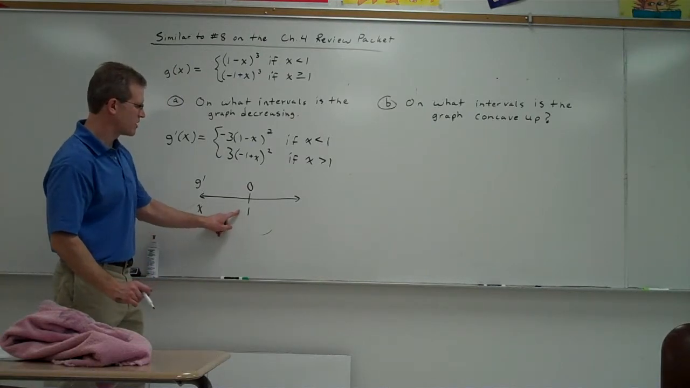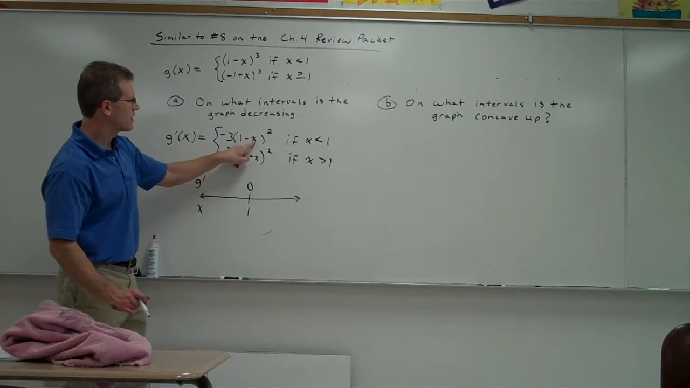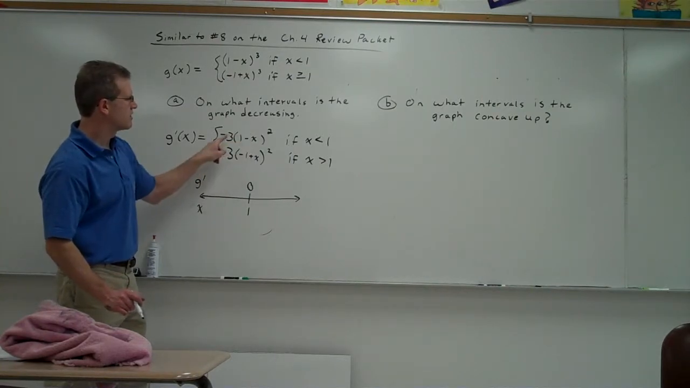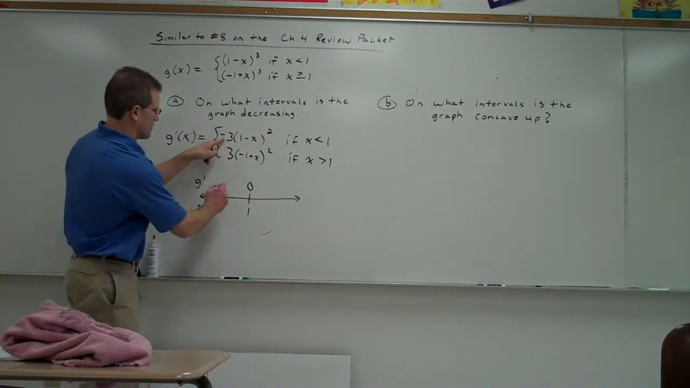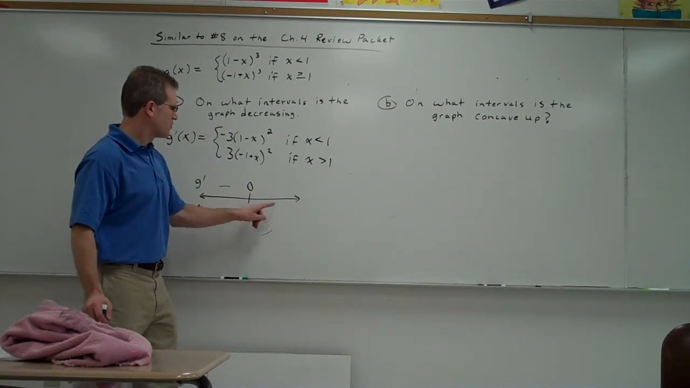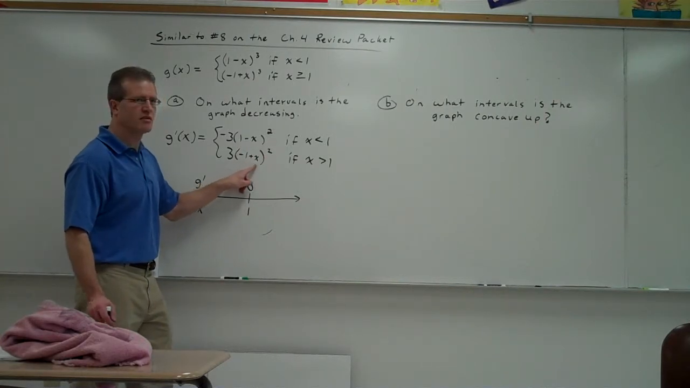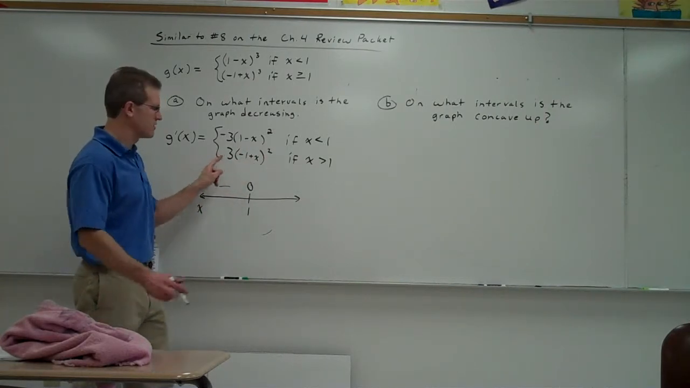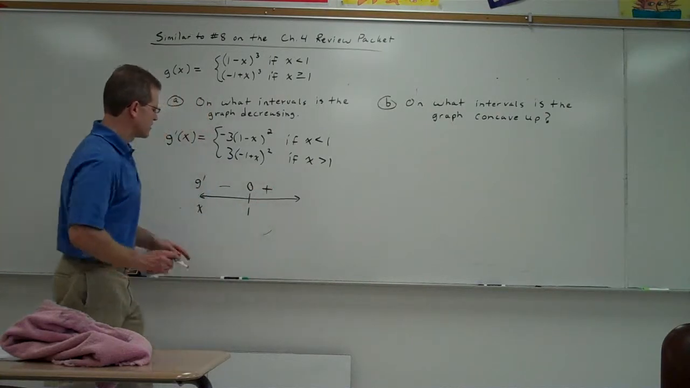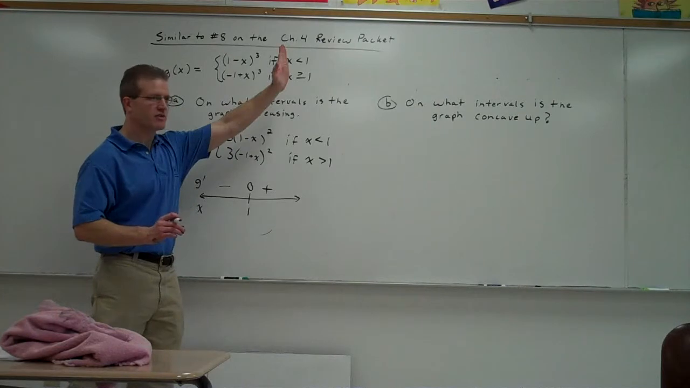Now we're ready for test values. Put a number smaller than 1 in for x, like 0. Put 0 in here. You're going to get 1 squared, which is 1, times negative 3. Negative. Good. Put a number bigger than 1 in. And really, if you think about it, if you square a value, what type of answer are you going to get here? Positive. Positive times another positive. Positive. So that means the original graph of g of x is decreasing and then increasing.